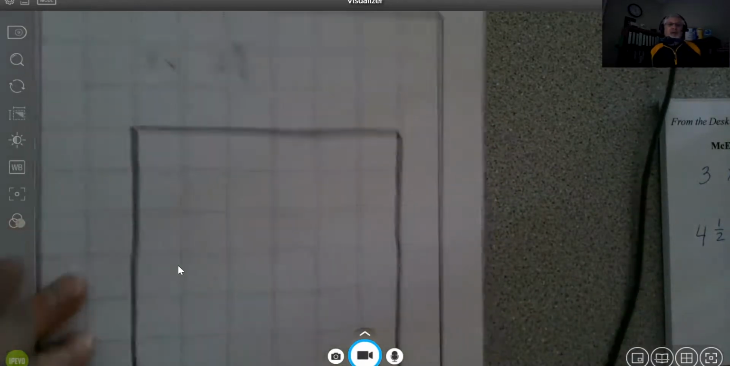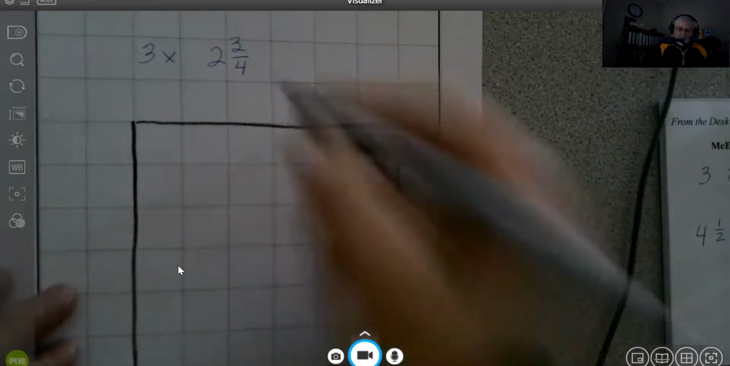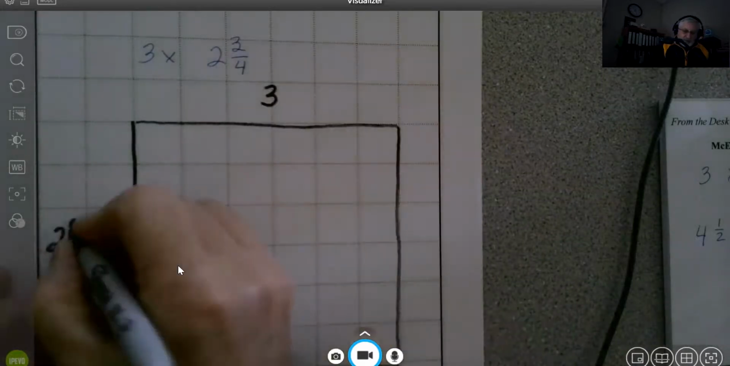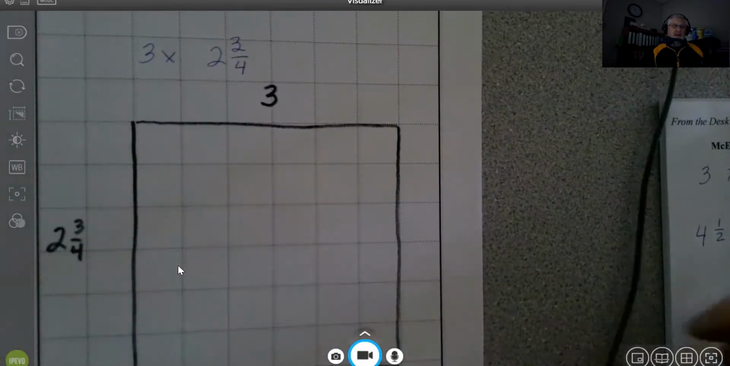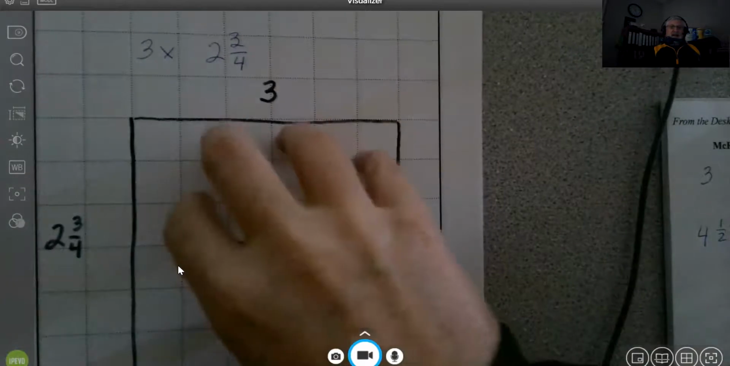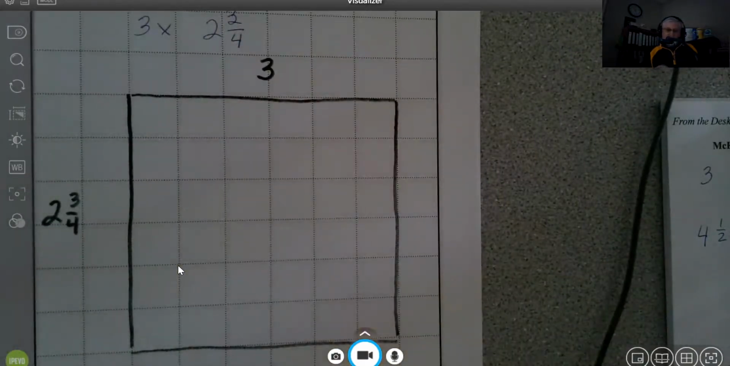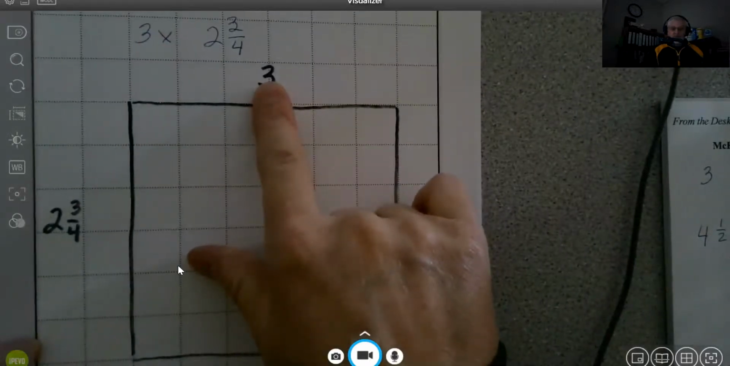okay? So now it doesn't matter which number I put where, but I'm going to put my 3 here and my 2 3/4 there. Because what we're doing is we're trying to find the area, okay? So the area inside this picture or this grid. So in this lesson, we're trying to find the area, and the area is inside our shape. So now I want to show what 3 would look like, okay?